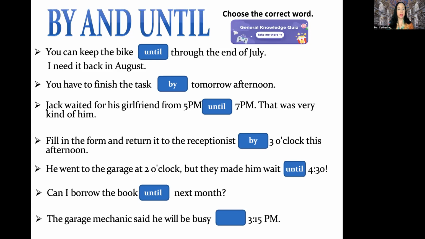How about this one? The garage mechanic said he will be busy blank 3:15 p.m. This is a little tricky. Okay. The garage mechanic said he will be busy by 3:15 p.m. or until 3:15 p.m. Now, what does this answer the question of? That's right. How long? The duration, up to.